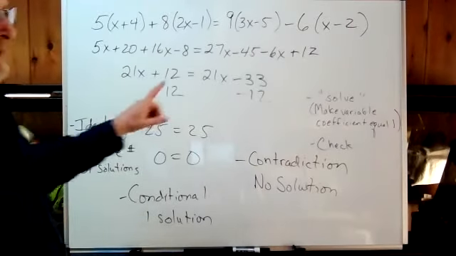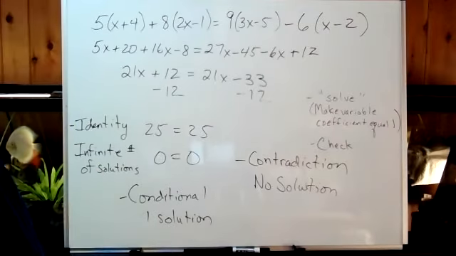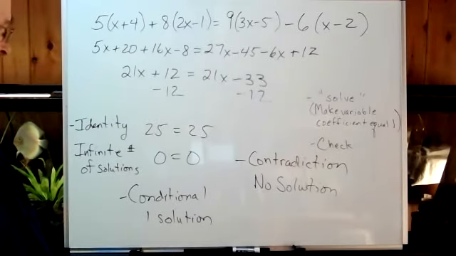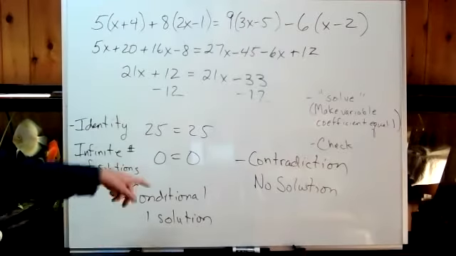I'm a little confused on the difference between an identity and a conditional, just because it looks like 25 equals 25 is a solution. So can you give me an example of what a conditional solution would look like?